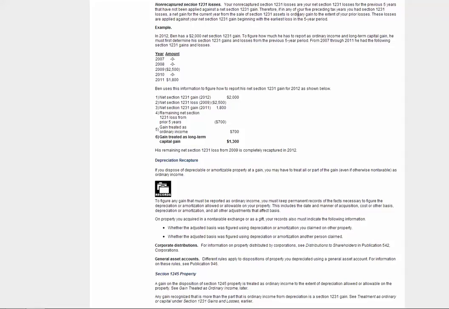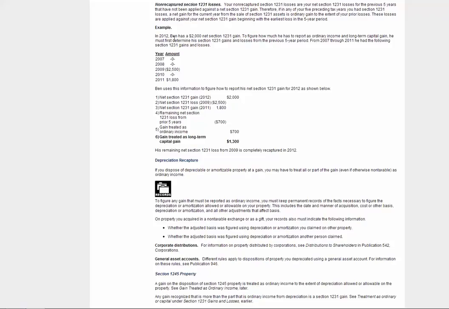Alright, so therefore, if in any of the 5 preceding tax years you had a Section 1231 loss, a net gain for the current year from the sale of Section 1231 assets is ordinary gain to the extent of your prior losses. These losses are applied against your net Section 1231 gain beginning with the earliest loss in the 5-year period. So IRS gives us a little example, which IRS examples are usually too complicated but yet too easy. So let's see if we can work through this one.